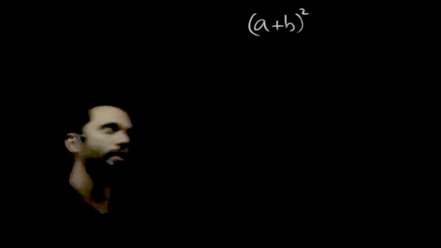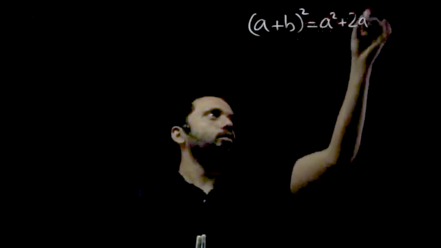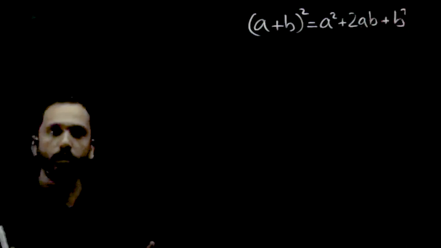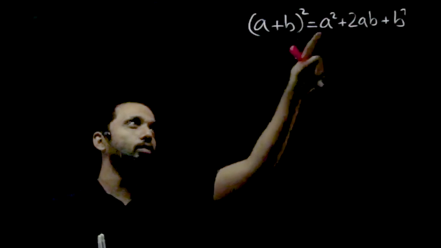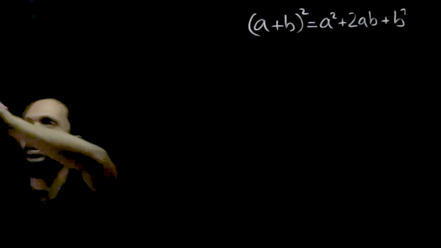So I hope everybody knows it. It is a square plus 2ab plus b square. So now what we have to do is compare the (a plus b) whole square, which is a square plus 2ab plus b square, with the quadratic equation given.